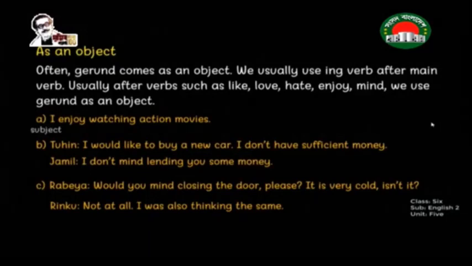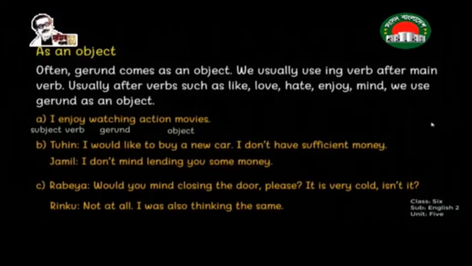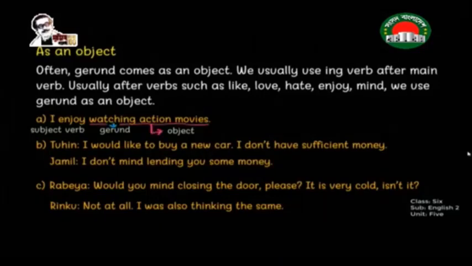So notice, I is here the subject, enjoy is the verb, and watching, an ing verb, is here a gerund, and watching action movies is the object. Okay, see the next example.